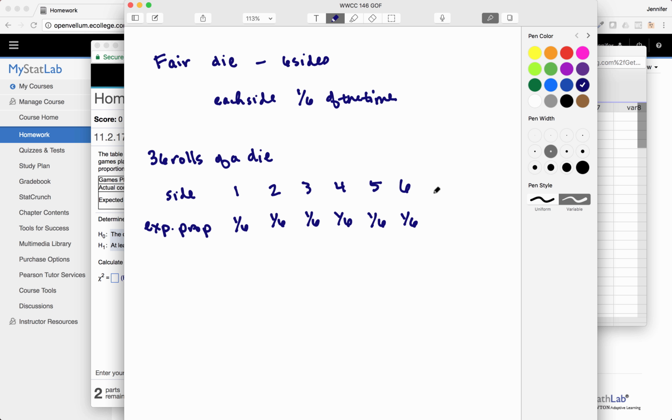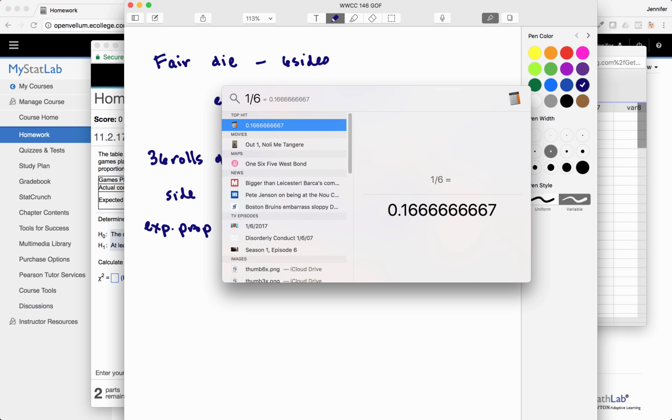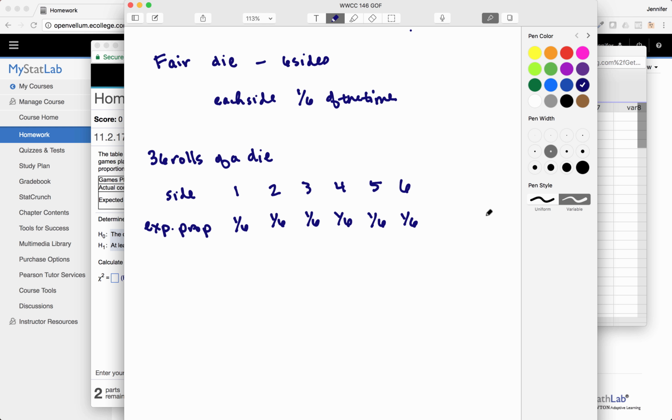Then as a percentage, we would figure out 1 divided by 6. So let's go ahead and do that. 1 divided by 6 is about 16.7%. So each proportion here is 0.167 if we go out to 3 decimal places.